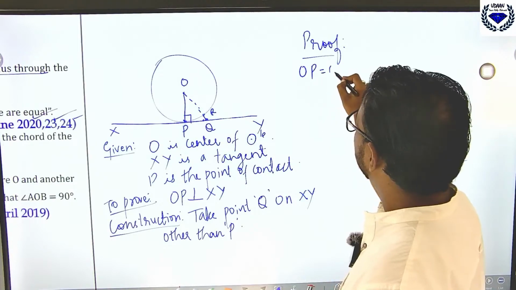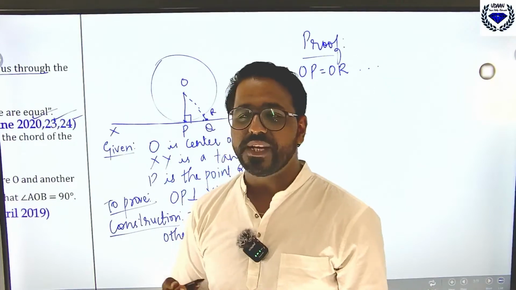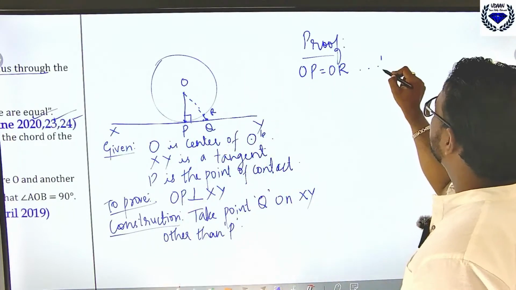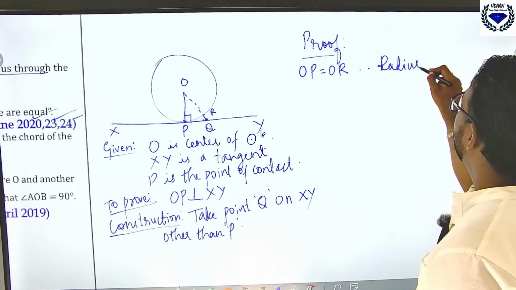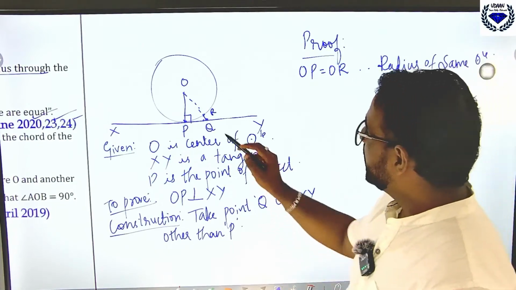Can you tell me why OP is equal to OR? Yes, OP is equal to OR is given. Can you tell me why? Because they are radii of the same circle. Radius of the same circle. Now you see here, what is OQ?